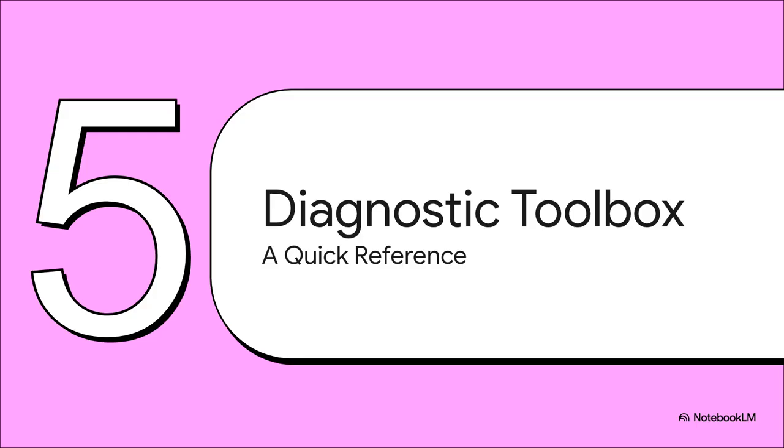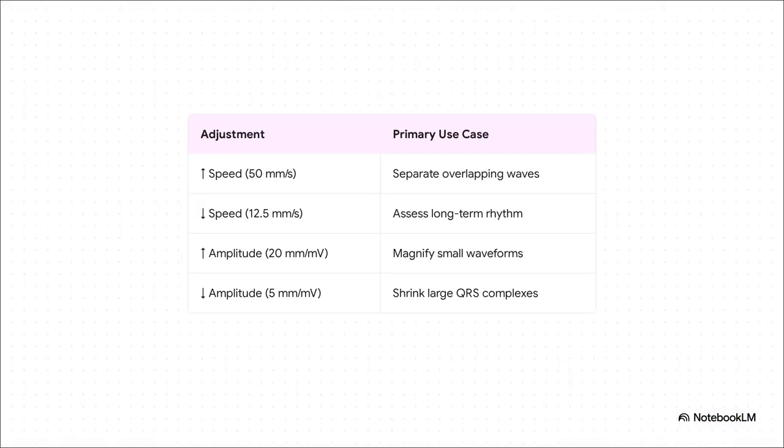All right, that was a lot, I know, but let's pull it all together into a really simple, practical toolkit that you can use every single time you pick up an ECG. I want you to think of these as your 4 go-to controls for any confusing ECG. Is a rhythm too fast? Increase the speed. Are you looking for a long pause? Decrease the speed. Are the waves too small to see? Increase the amplitude. Are they way too big? Decrease it. It's really that simple.